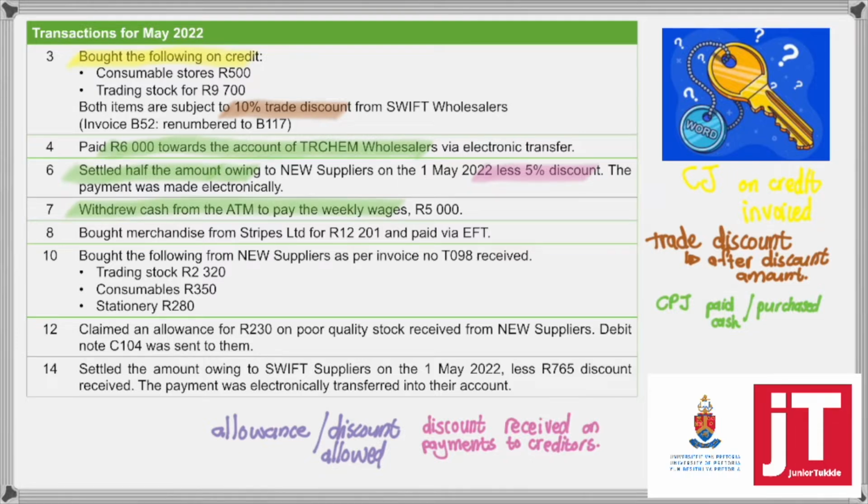Then withdrawal of cash, that's a normal CPJ transaction. Bought merchandise from Stripes Limited and paid via EFT, CPJ transaction. Bought the following from new suppliers as per invoice, that is a creditors journal. Claimed an allowance, so in other words we sent stock back, so that's allowance journal. The last one, day 14, settled the amount owing to Swift suppliers on the 1st of May, less 765 Rand discount, both CPJ, but the discount needs to be recorded in the discount column.